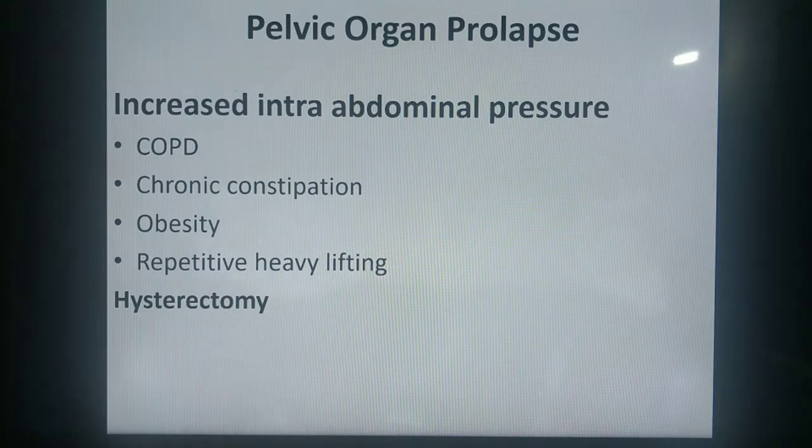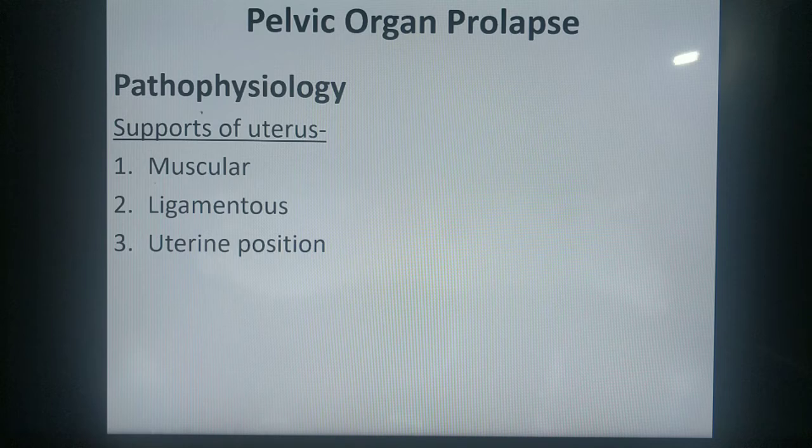About increased intra-abdominal pressure, chronic obstructive pulmonary disease like asthma, chronic constipation, obesity, repetitive heavy weightlifting, these all result in chronically increased intra-abdominal pressure and predispose to pelvic organ prolapse. Hysterectomy also predisposes to prolapse of vault, especially when vault is not supported at the time of surgery.